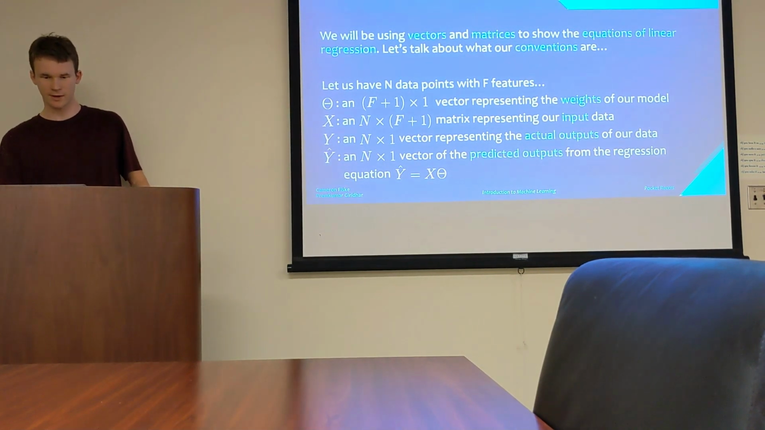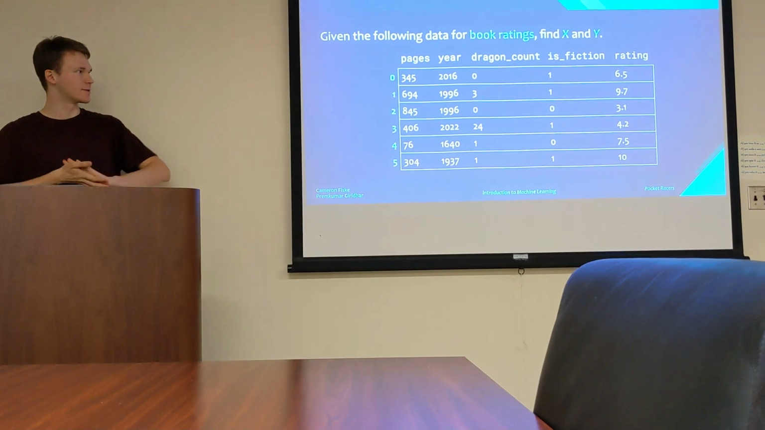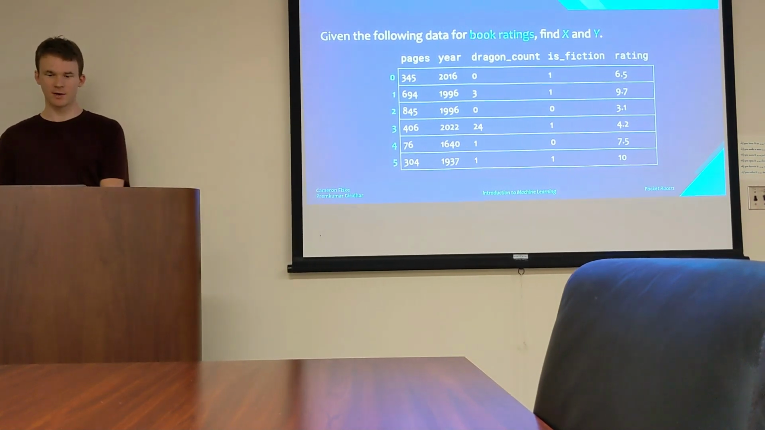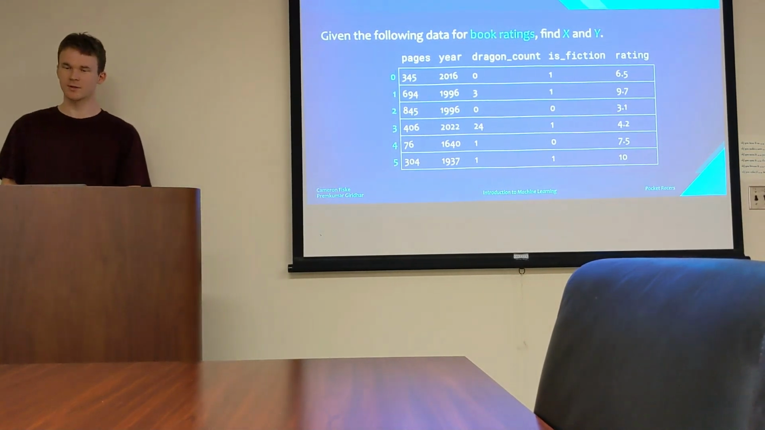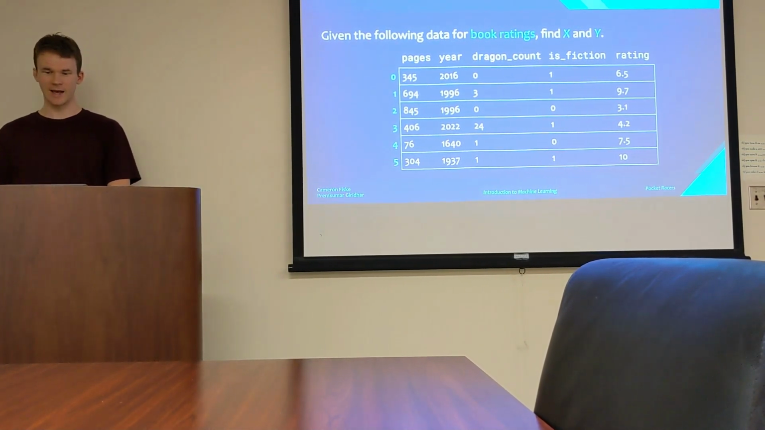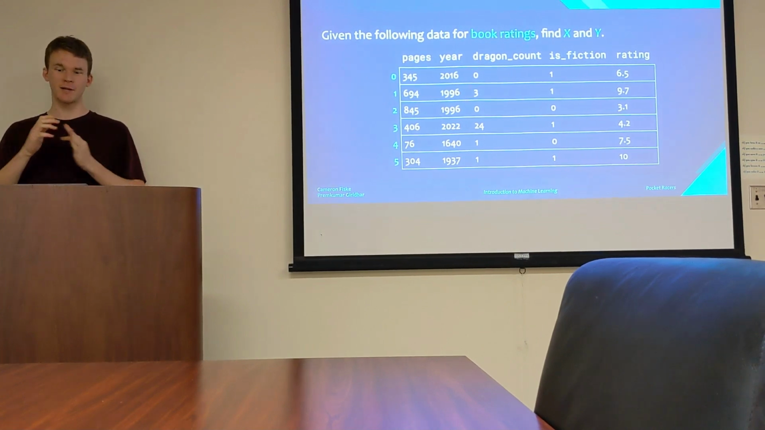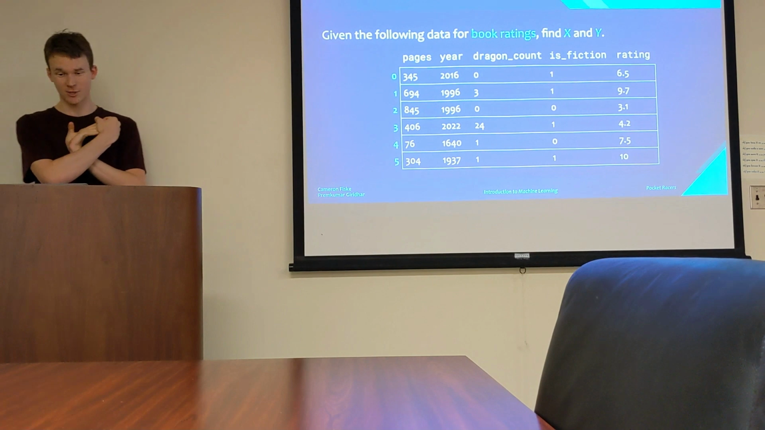Now we're going to do a quick example to make sure people understand what's going on. We're given this data on several different types of books. What we're trying to do is predict the rating based on how long the book is, when it was published, how many dragons are in the book, and whether or not it's fiction.